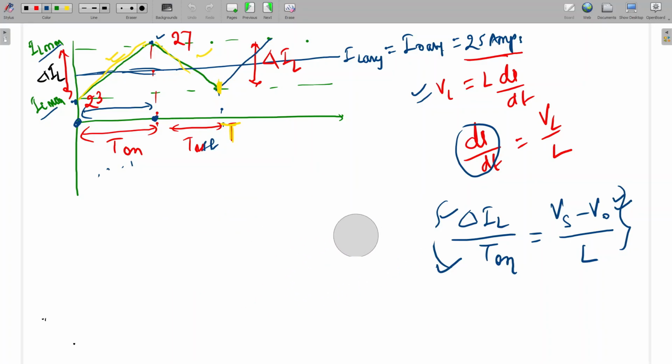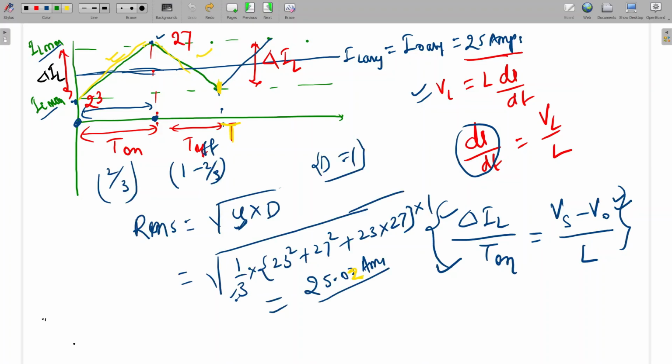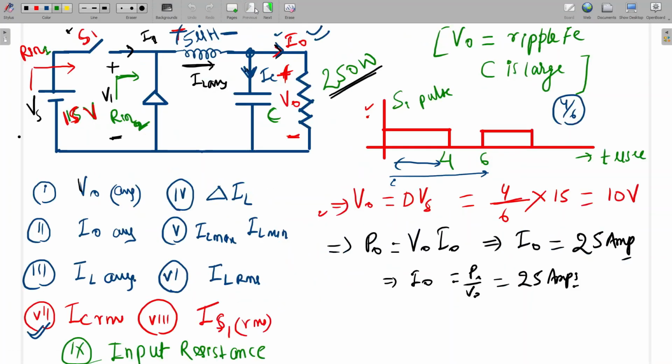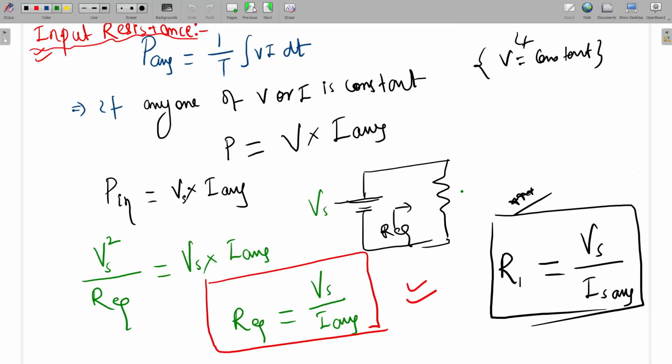One second. Sir, we require these notes, I think. Okay, okay. One second. I will do it on the next page. Is it clear? Okay. I'll add more pages. Okay.